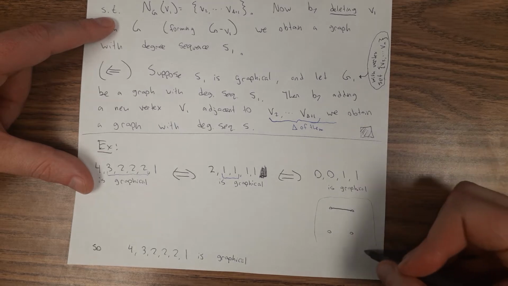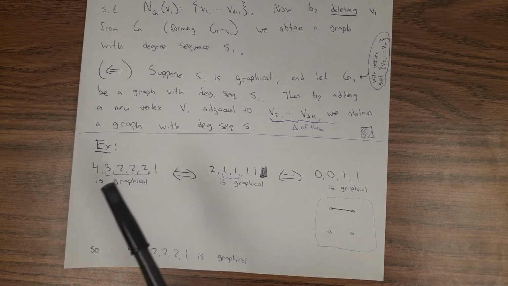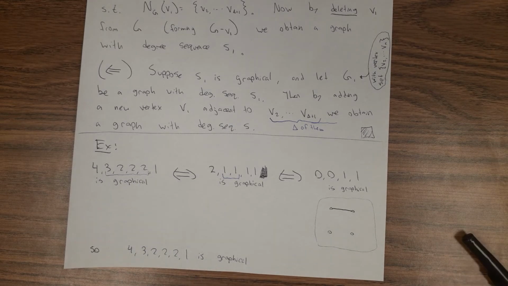Now, suppose we weren't satisfied with that. Because what am I saying here? I'm telling you that this sequence is graphical. That just tells you that there exists some graph somewhere that has that degree sequence. But I'd like to know what it is, or what is an example of a graph with that degree sequence.